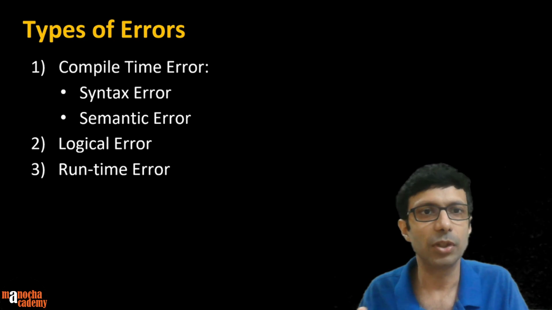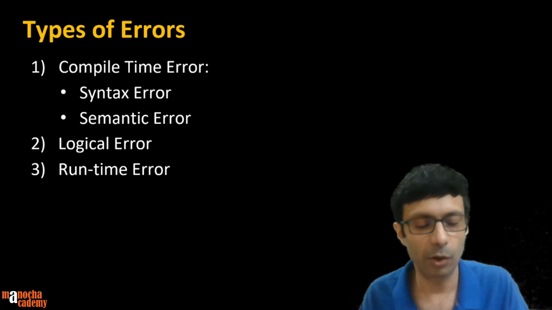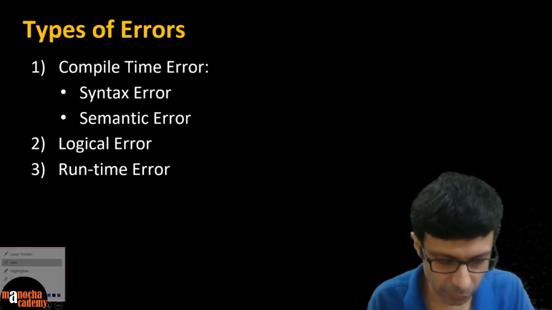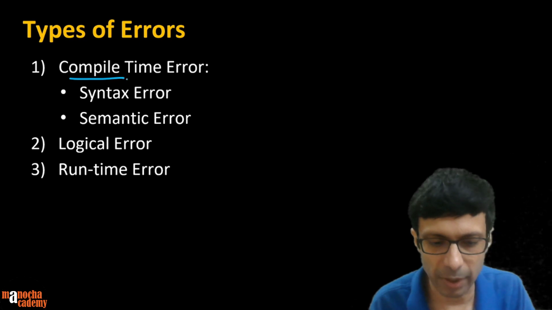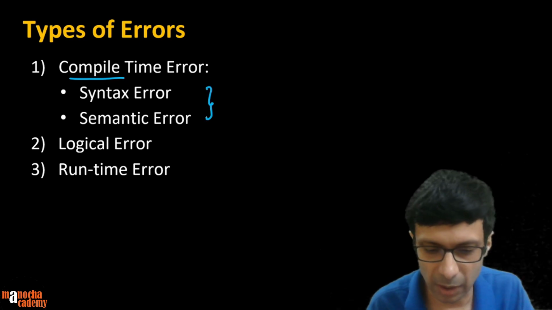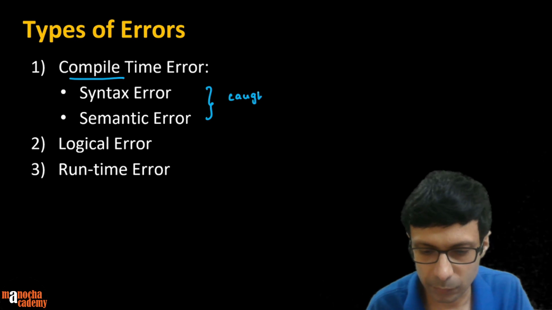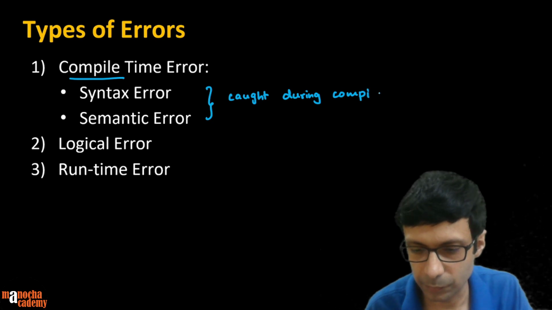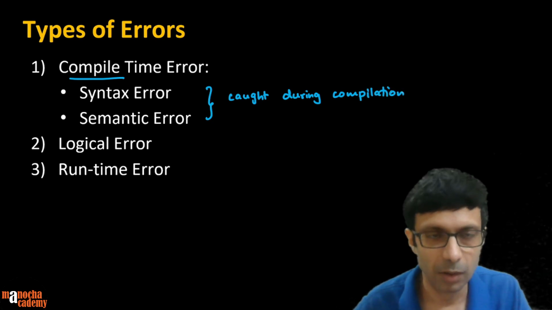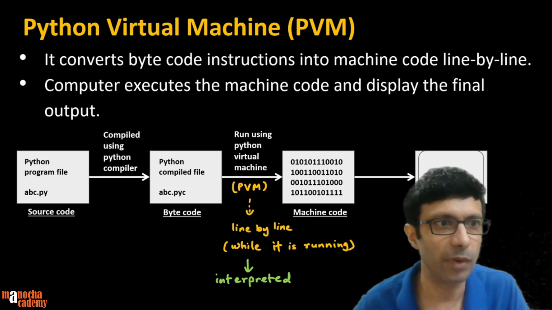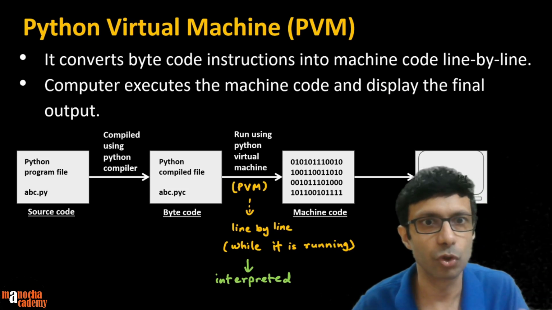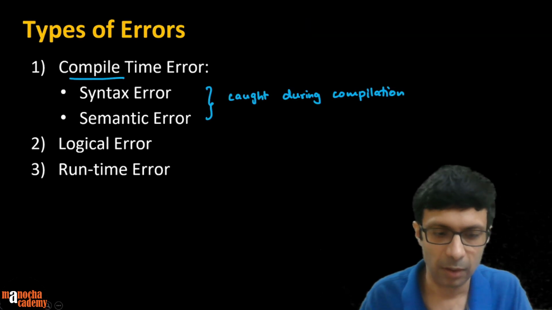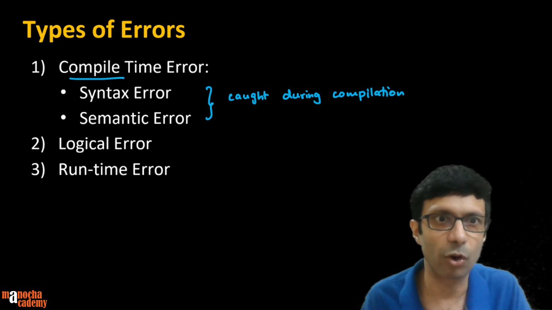One is the basic error, which is called compile time error. What is the meaning of compile time error? These are the errors which are caught during the compilation of the program. As the name suggests, these errors are caught during the compilation stage. Compilation means that first stage, when you are going from source code to byte code. Is that clear? So compilation errors are caught during compile time.